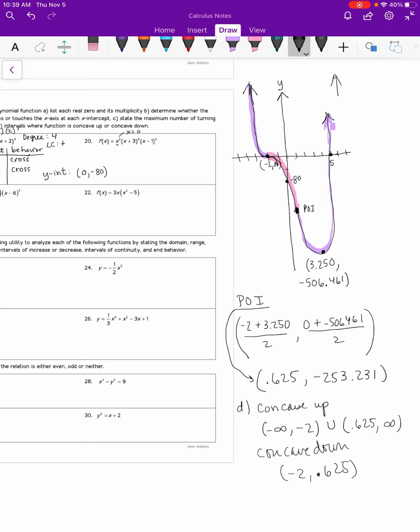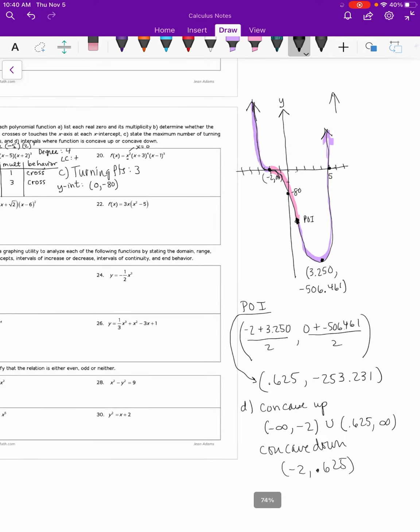How many turning points? That was part C. We didn't really touch on the number of turning points, but it's going to be one less than your degree. So since our degree is 4 for number 19, it's going to be 3. So that's the maximum number of turning points. And then I'm trying to think. I think that was all that they asked you to do.